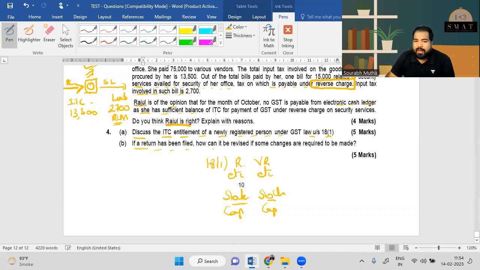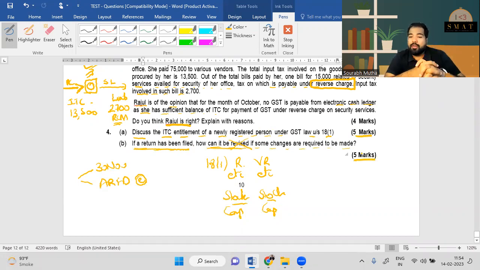And if a return has been filed, how can it be revised if some changes are required? Of course, when a return has been filed, it cannot be revised. You cannot go back and revise, but you can make changes in whichever month the changes are required, provided it is made by 30th November or the annual return filing date, whichever is earlier. I've given 5 marks here because the exam also gives it like this.